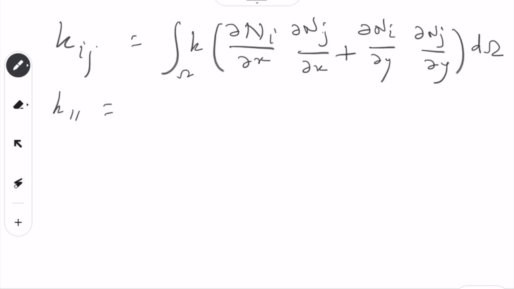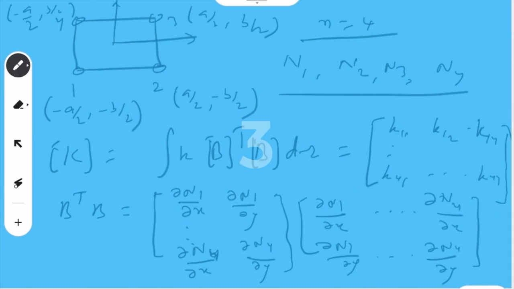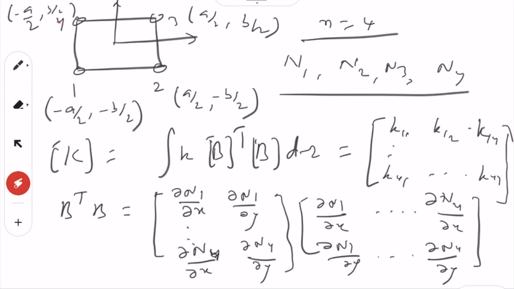So k11 is equal to simply k times del n1 del x squared plus del n1 del y squared. And how to find that? We have to find n1 first. So we know n1, we took this line and this line. This line is x equal to a over 2, so x minus a over 2, and similarly this is y equal to b over 2.